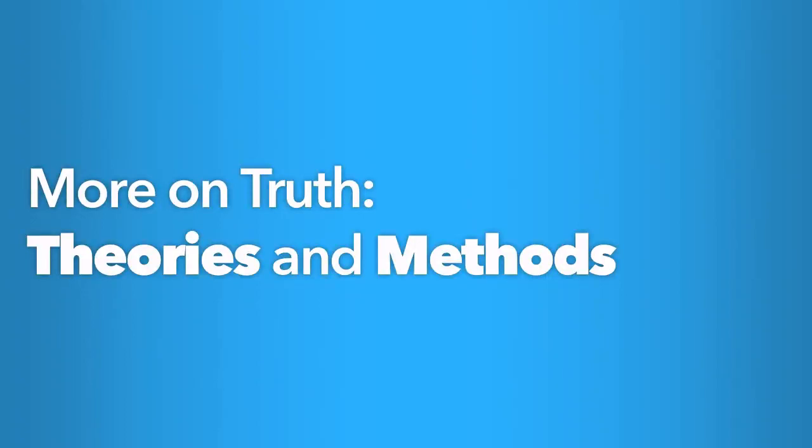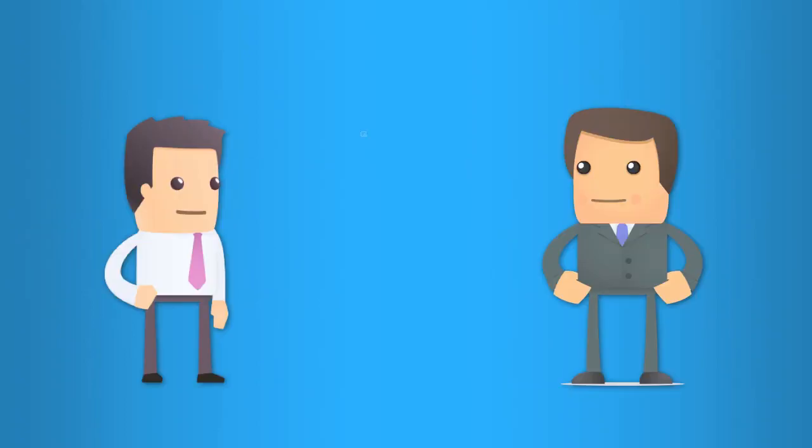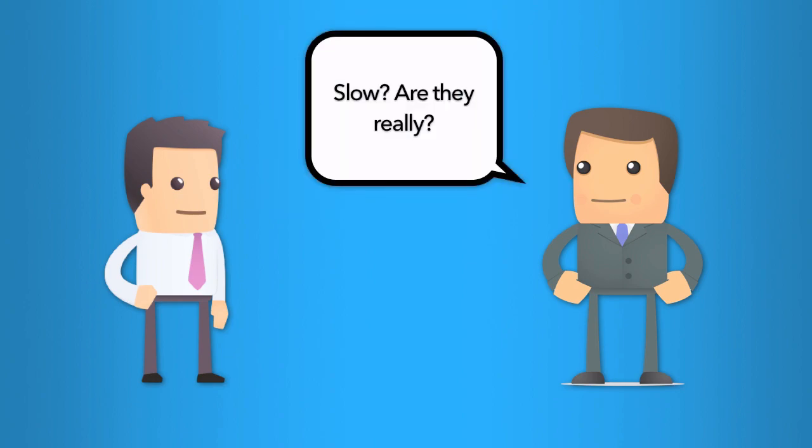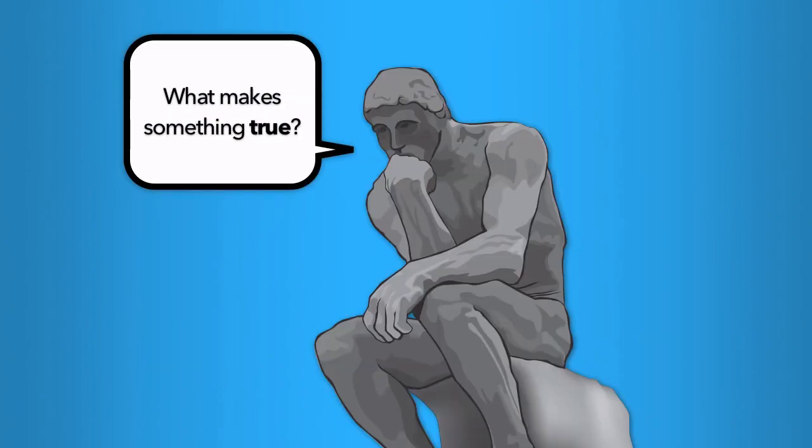More on truth, theories and methods. Using critical thinking to evaluate arguments requires you to assess the truth of many different types of premises and claims. As you've already learned, it can be difficult to know with certainty whether a given claim is true. Over time, philosophers have developed different theories for understanding what makes something true or not.